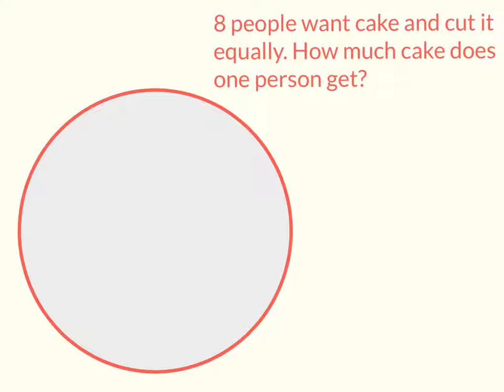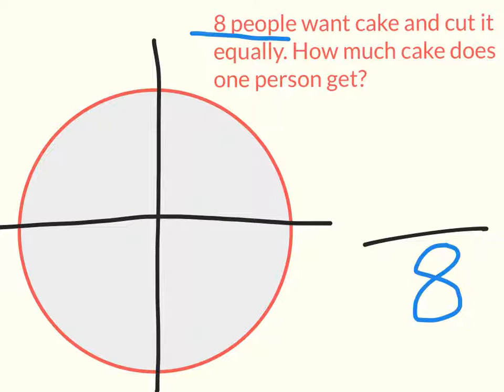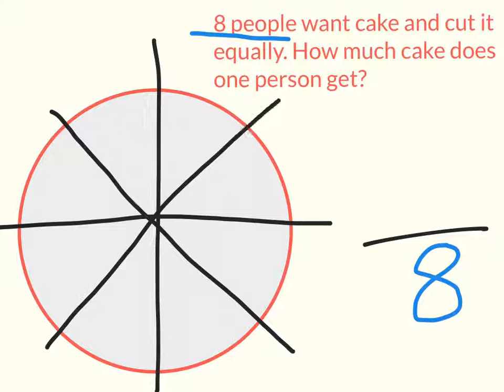For this one, 8 people want cake and cut it equally. How much cake does one person get? We know it's a fraction again, and our total now is 8 people, so we're going to write an 8 down here. Now we need to cut this cake into 8 pieces. Here we have 2 pieces. Here we have 4 pieces. Here we have 6 pieces. And here we have 7 pieces. And 8.